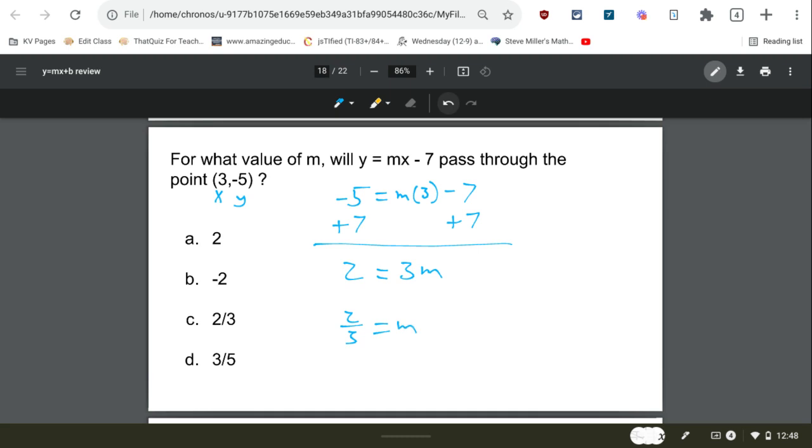What you could do, I guess, is take each of these options for m. Like for 2, you would say y equals 2x minus 7, and then you could just plug in 3 for x and see if you get -5 back. Try y equals 3/5 x. Plug in 3 for x and see if you get -5 back. That's one way you could do it.